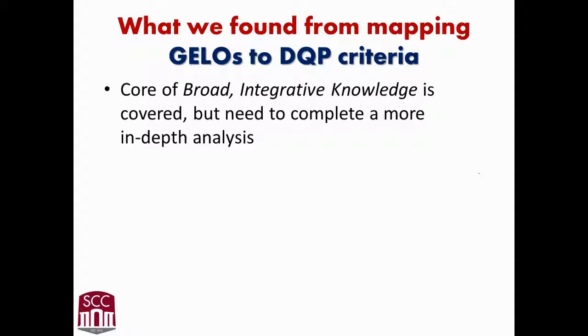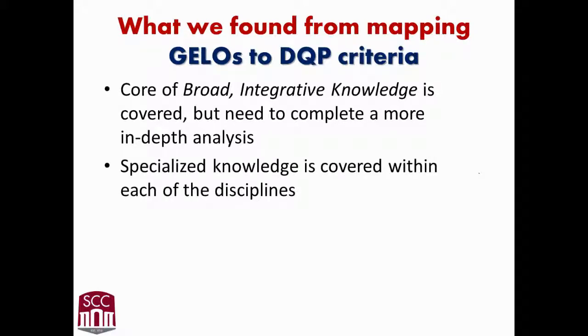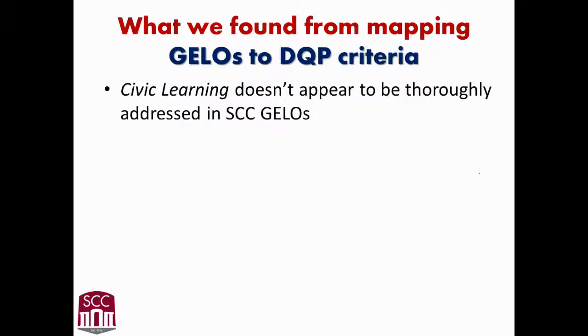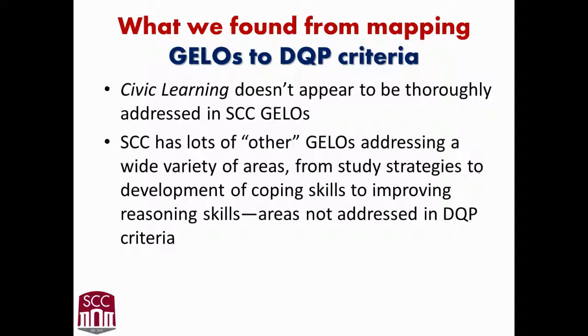First, we believe that the core of broad integrative knowledge is covered in our JELOs. Secondly, we feel that the specialized knowledge is very well covered within each of the disciplines, and that the intellectual skills and applied learning criteria are covered through multiple JELOs, with the exception of engaging diverse perspectives. The civic learning outcomes in the DQP don't appear to be thoroughly addressed in our own JELOs. And as mentioned earlier, we do have lots of other JELOs that the DQP doesn't have that address a wide variety of skills.